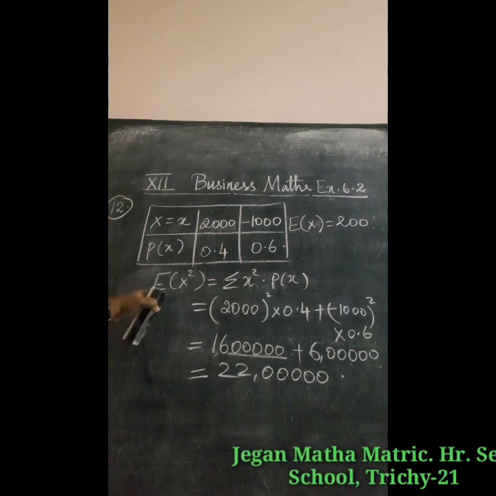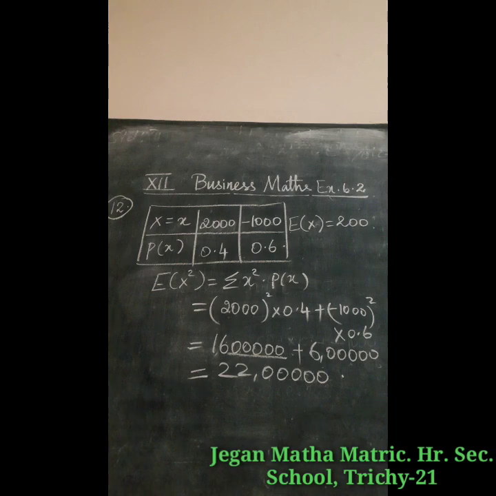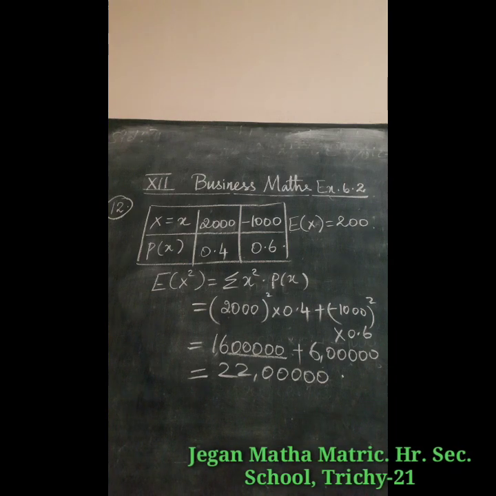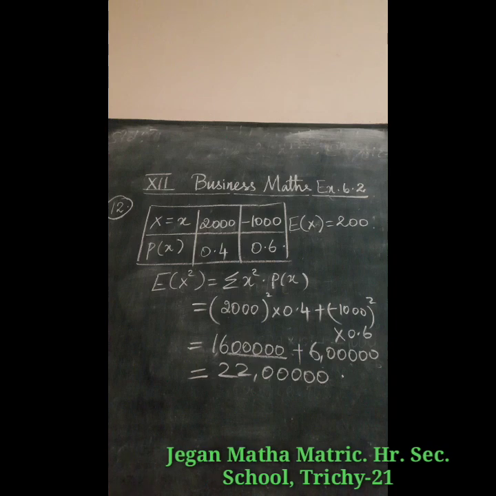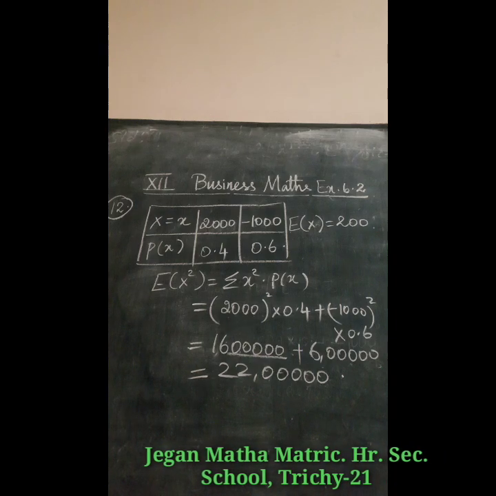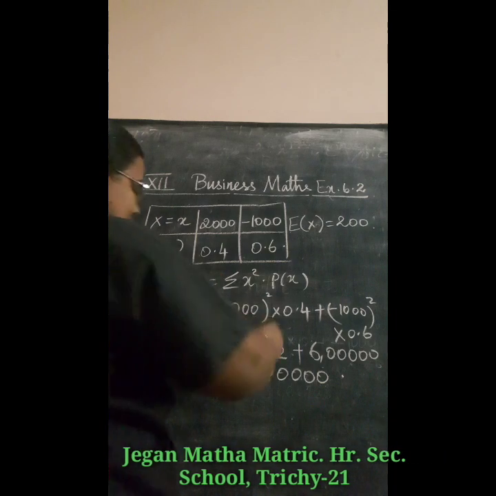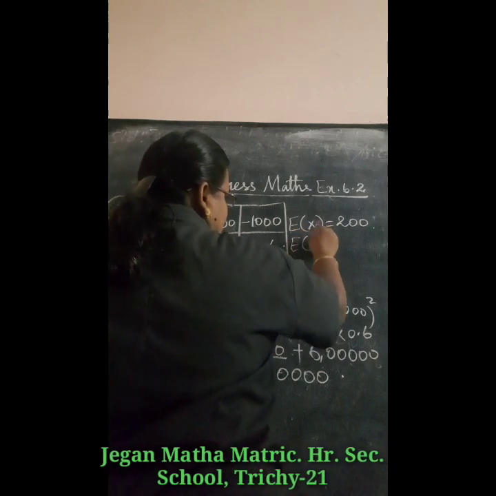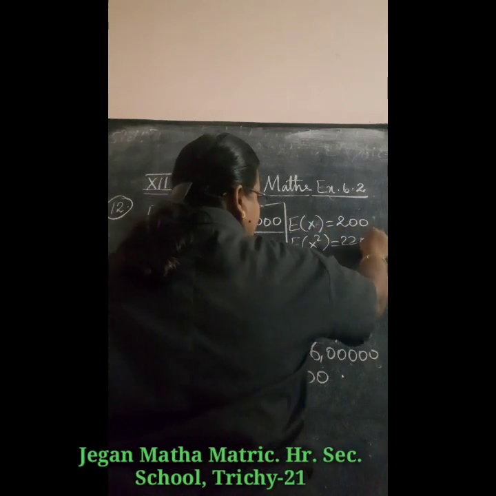So what is E of x squared? That is 22 lakhs, 2 and 5 zeros. So what is variance of x? Let us note this one. E of x squared is equal to 2250.